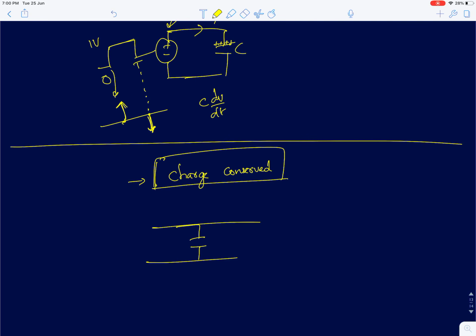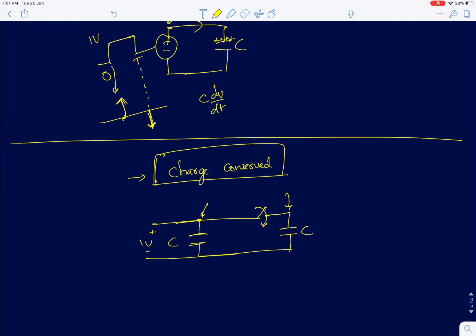Say we have a capacitor of value C. I've initially charged it to say 1 volt, and then I'm going to connect it to another capacitance of value C after some time. The moment I connect it, these 2 points are not at the same potential, therefore charge transfer will take place.